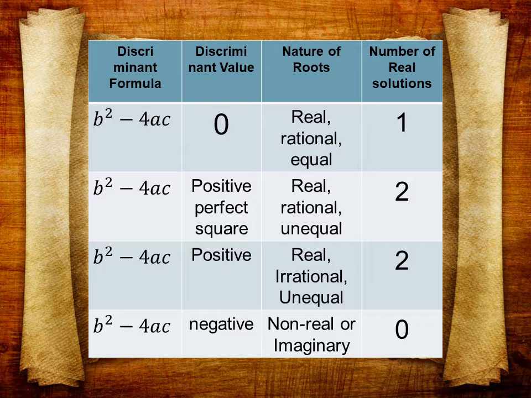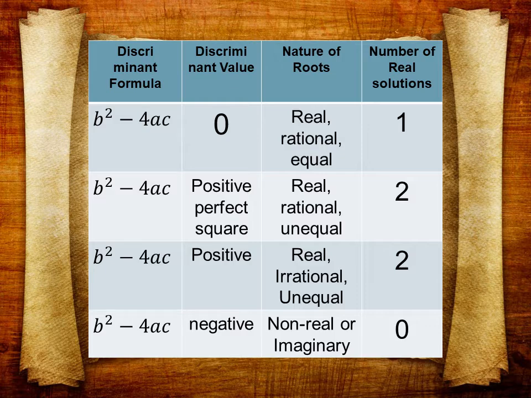From the formula, for the first row, below the titles, discriminant formula, we have b squared minus 4ac. And if you got the value of 0 for your discriminant, automatically, the nature of roots, or the characteristics of the roots, are real, rational, equal. And since they are real, rational, and equal roots, the two roots are identical. Therefore, you have only one real solution because you have equal roots.